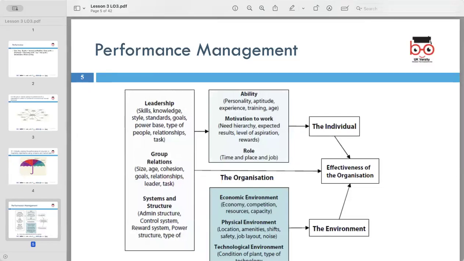So next is factors influencing organizational performance. Any comments, if anyone is there? Okay, so performance management in organizations is influenced by various factors that include individual attributes, group dynamics, organizational systems and structures, as well as the broader economic, physical and technological environment. Understanding these factors is essential for effectively managing performance and driving organizational success. Any questions so far, if anyone is there?